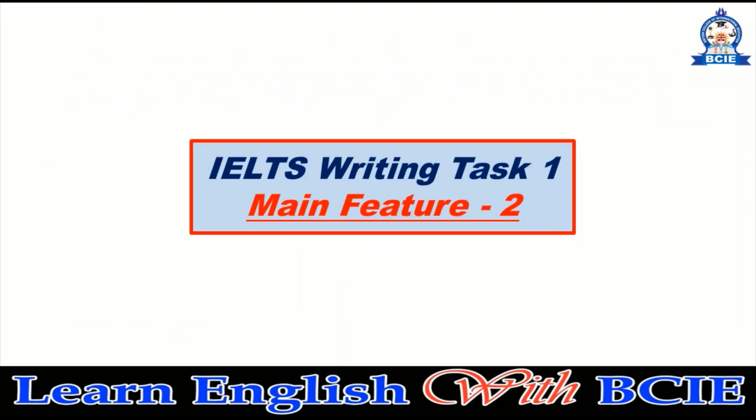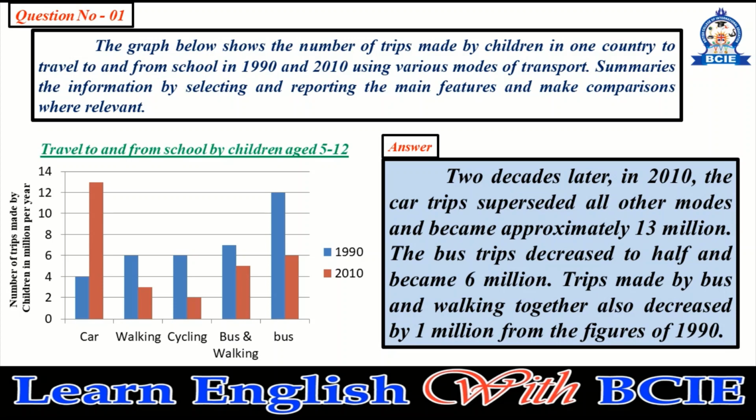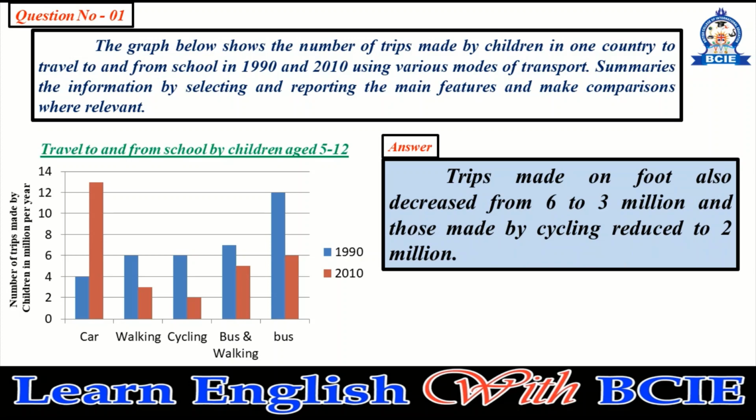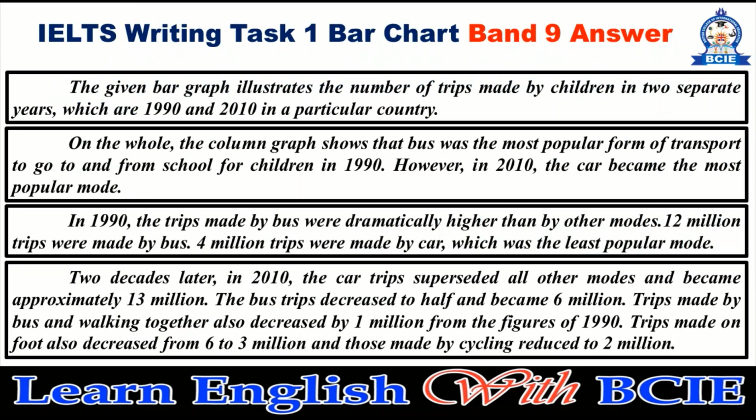And now we will move on to the fourth paragraph, in 2010, with main features. 2 decades later, in 2010, the car trips superseded all other modes and became approximately 13 million. The bus trips decreased to half and became 6 million. Trips made by bus and walking together also decreased by 1 million from the figures of 1990. Trips made on foot also decreased from 6 to 3 million and those made by cycling reduced to 2 million. Great! That's all for our paragraph with main features.